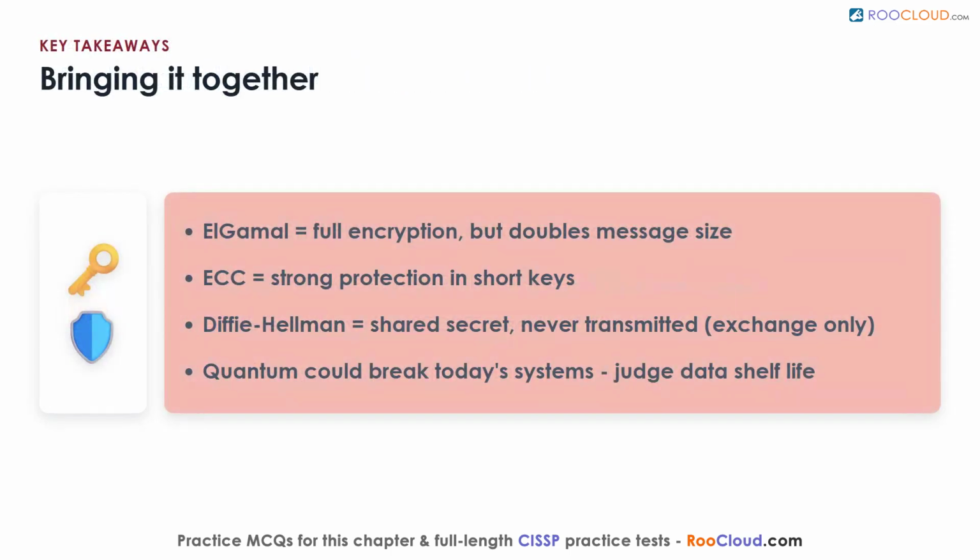So let's bring it together. ElGamal extends Diffie-Hellman into full encryption but doubles message size. Elliptic curve cryptography leans on the hardness of its discrete logarithm problem to deliver strong protection in short keys. Diffie-Hellman lets two strangers agree on a shared secret without ever transmitting it, and it is a key exchange, not encryption. Quantum computing could someday break today's asymmetric systems, so judge how long your data must stay safe. Carry these algorithms forward, and you can match the right tool to each real-world constraint.